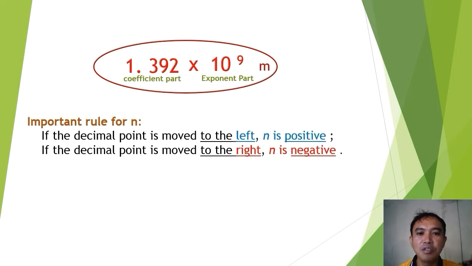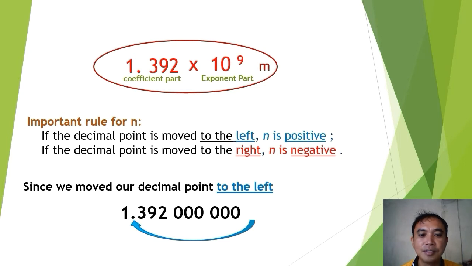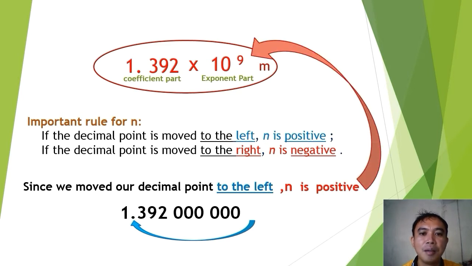Now, it is also important to know about the sign that we are going to use in the exponent of our scientific notation. If the decimal point is moved to the left, our n would be positive. If the decimal point is moved to the right, our n would be negative. Now, in our example, since we moved our decimal point to the left, therefore, our n is positive. So that is why you have positive 9 as your exponent.